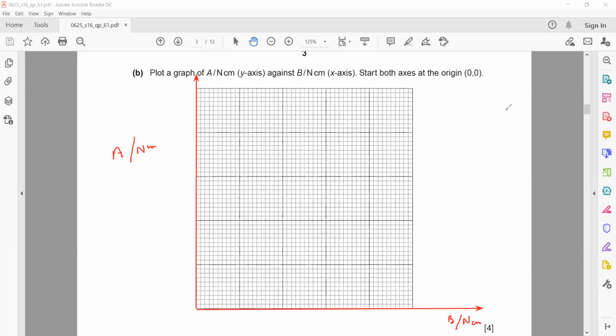Now I need the values. I will use the previous values for A and B because I need values to plot a graph. So the value of A and the value of B. A was 40, 35, 30, 25, 20. And B is 34, 28.8, 24, 19.2, and 14.